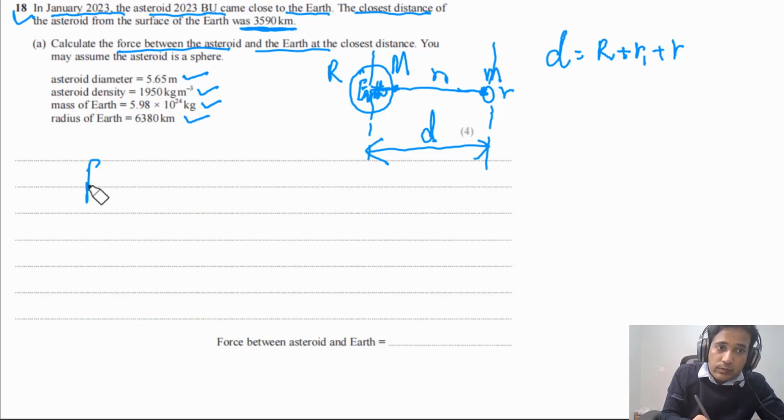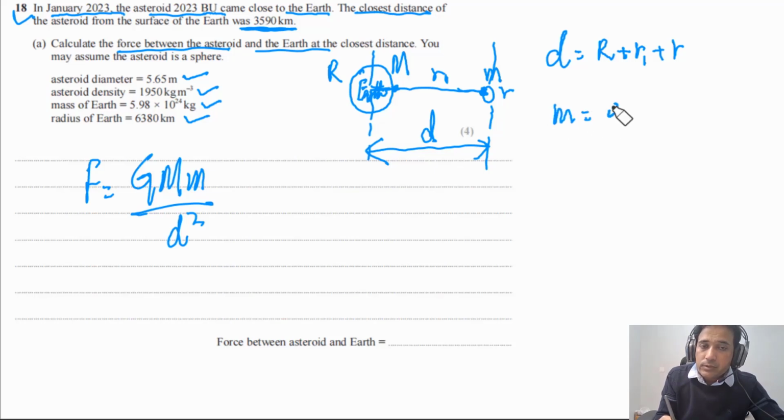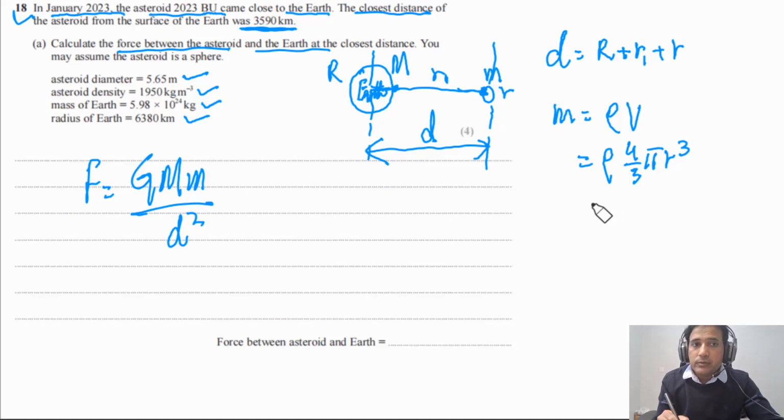Now we need to use Newton's law of gravitation. So this is G capital M small m over d squared. For this one, the value of G we have, this is a constant, and the capital M, mass of Earth, is given to us. So we need to find the mass of the asteroid. So how can we find the mass of the asteroid? This is a sphere, so this has to be equal to density times volume. And the volume we can simply find out as it is a sphere, so 4/3 pi r cubed. And now if we plug in values, we can find out the mass of the asteroid.